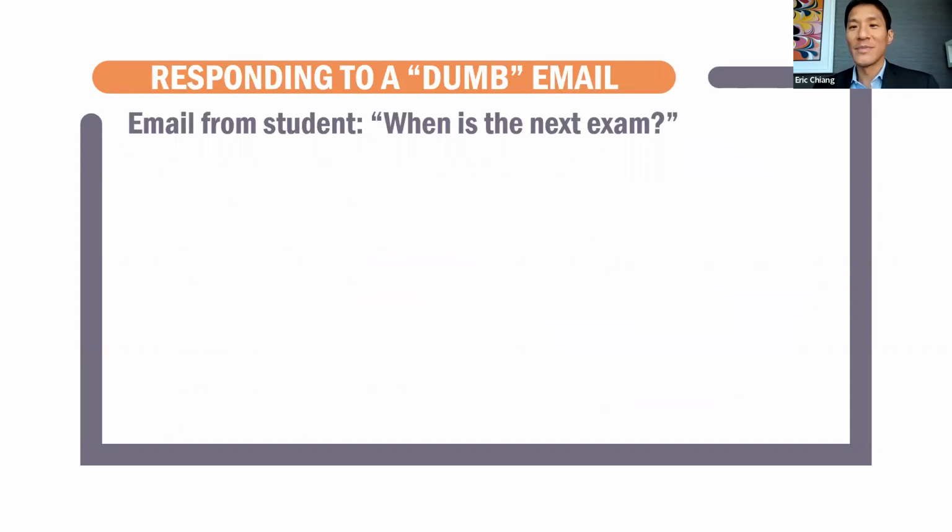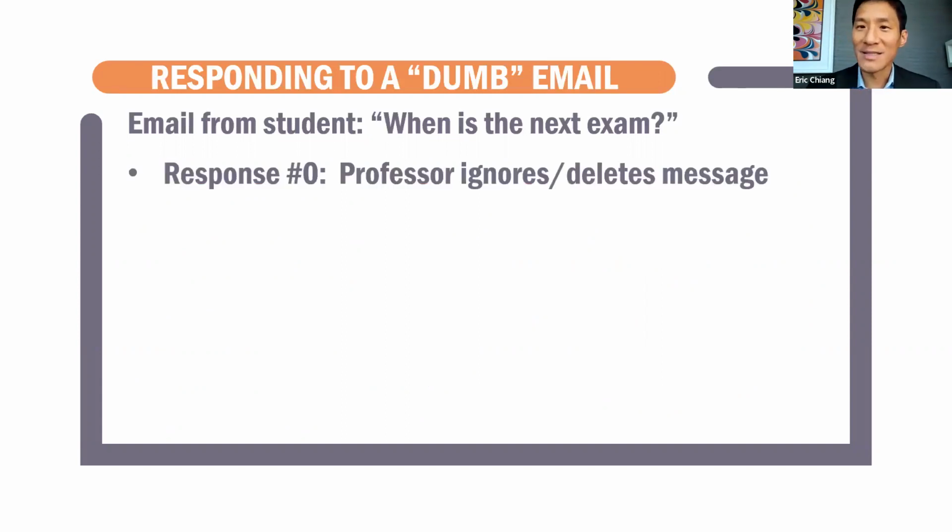So here's an example. A student writes to you and asks, when is the next exam? Of course, this information is in the syllabus, mentioned in class, maybe mentioned in various announcements, but how do you respond to this email? The first, I call it response zero, because you simply don't respond at all. You ignore the student's email, but that virtually guarantees a terrible evaluation at the end of the course. So I would not recommend this strategy.